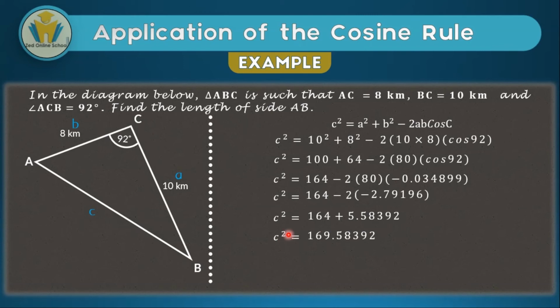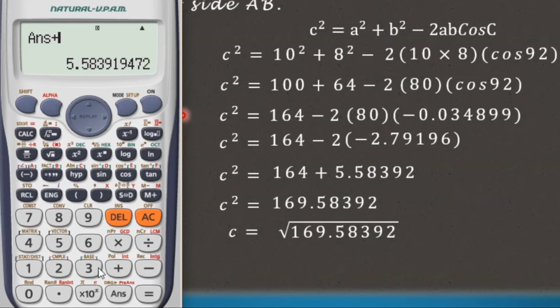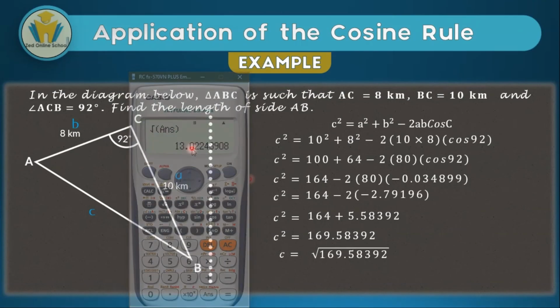Now, I need to get rid of this square here. I'm going to introduce a square root on both sides. What I do on my left side, I do on my right side. So I cancel out the square root on this side, and I remain with c is equal to the square root of 169.58392. I still have my 5 there, so I'm just going to add my 164 to get the 169. As you can see, there are more decimal places. Then I'm going to find the square root of this answer. This answer is very accurate. I'm going to copy it and then round it off to 3 significant figures.